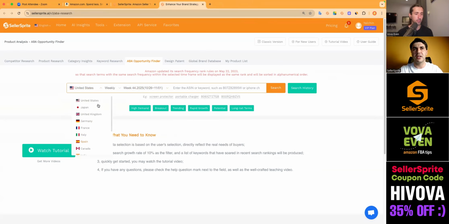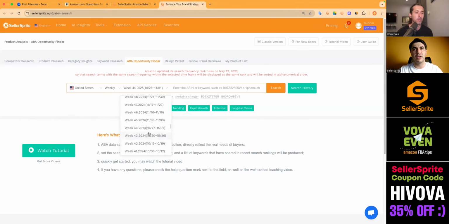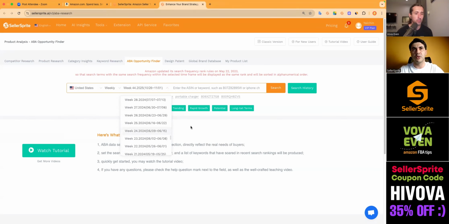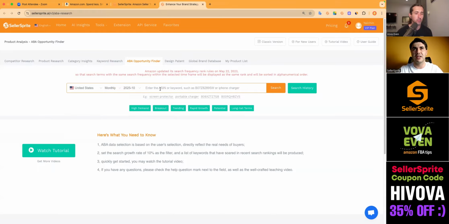For example, you can select different marketplaces. You can select weekly or monthly data, or you can select different weeks from the year or go back to the last 2 years, to select any data you want to understand and analyze. For example, I just select the last month and monthly. I can put any keyword.